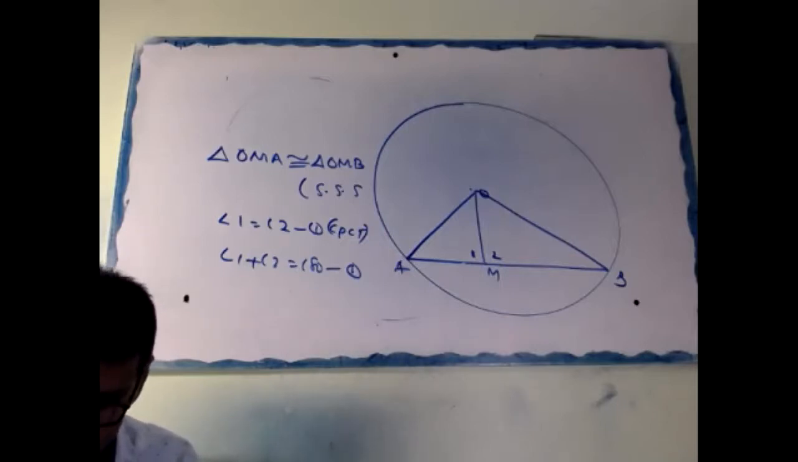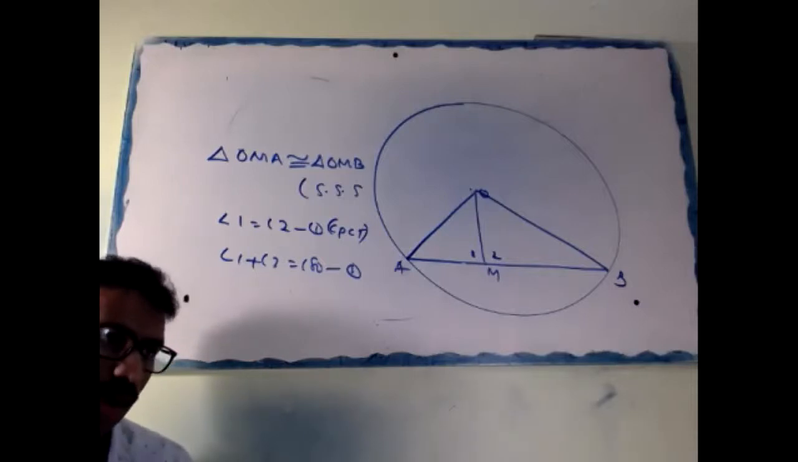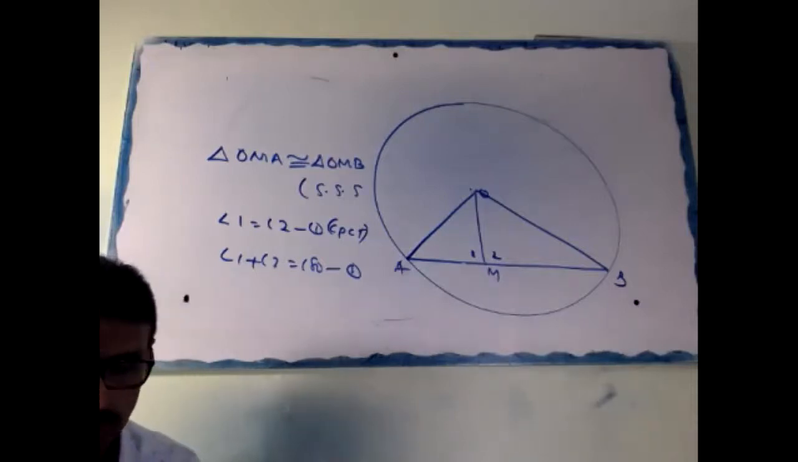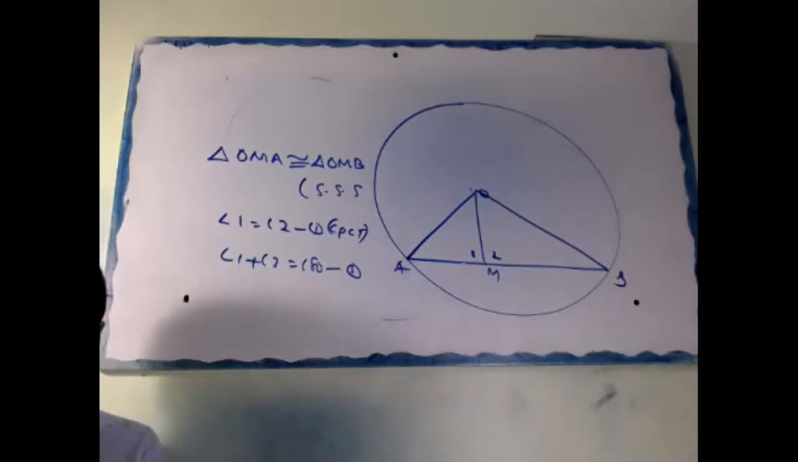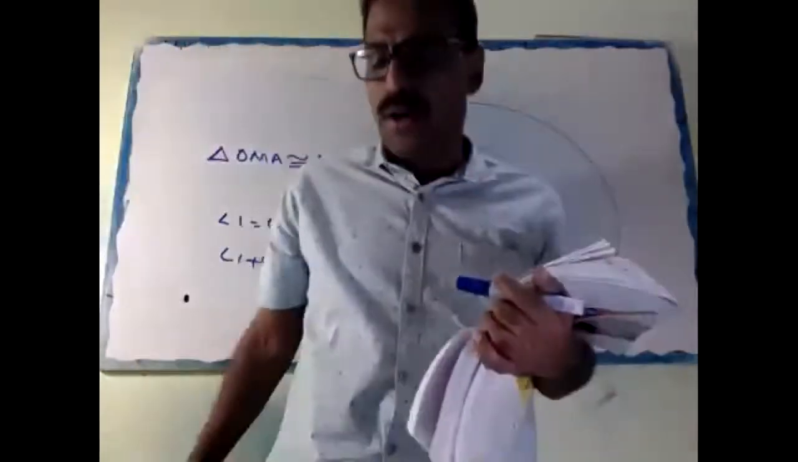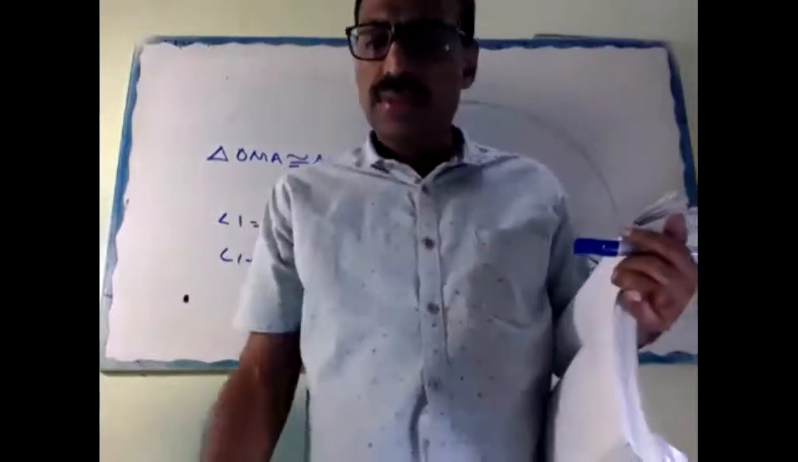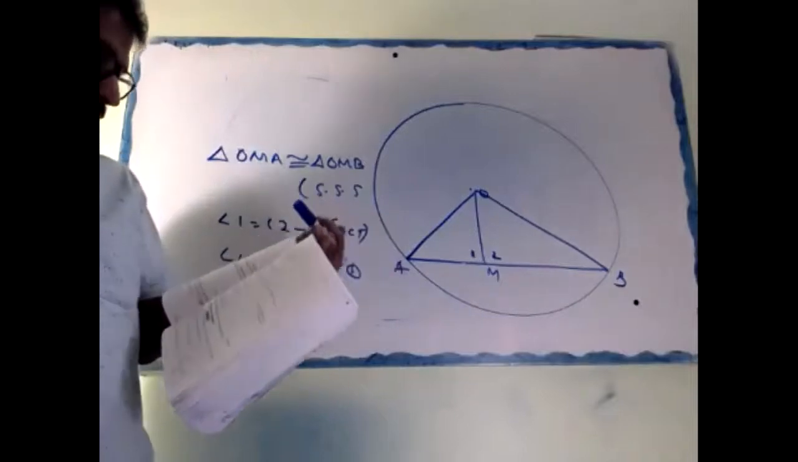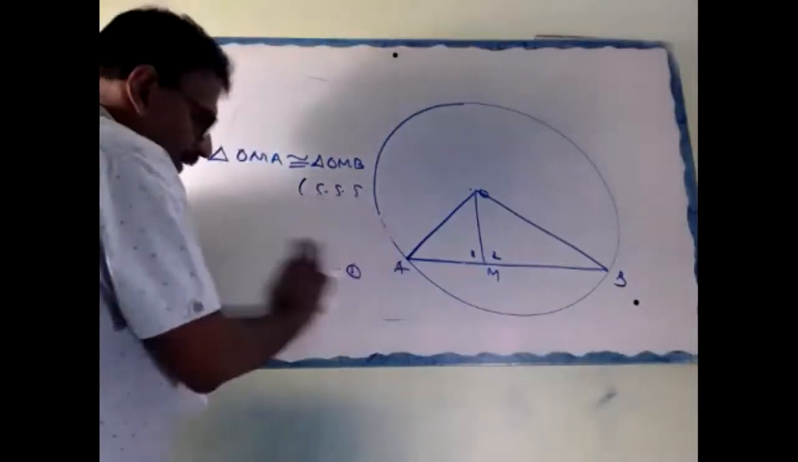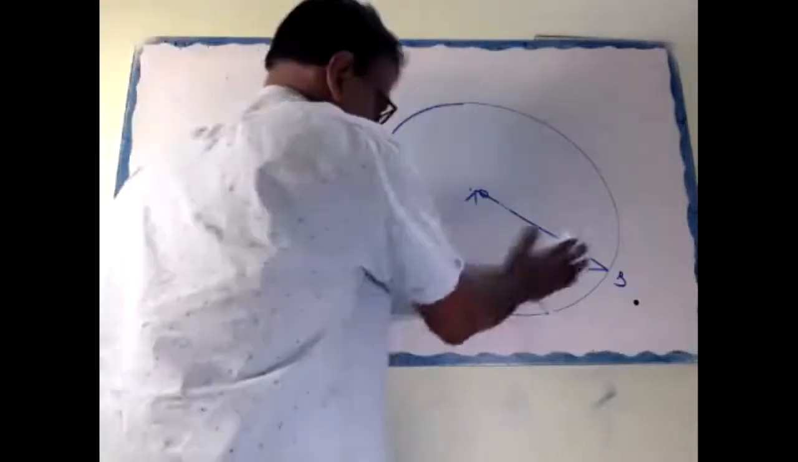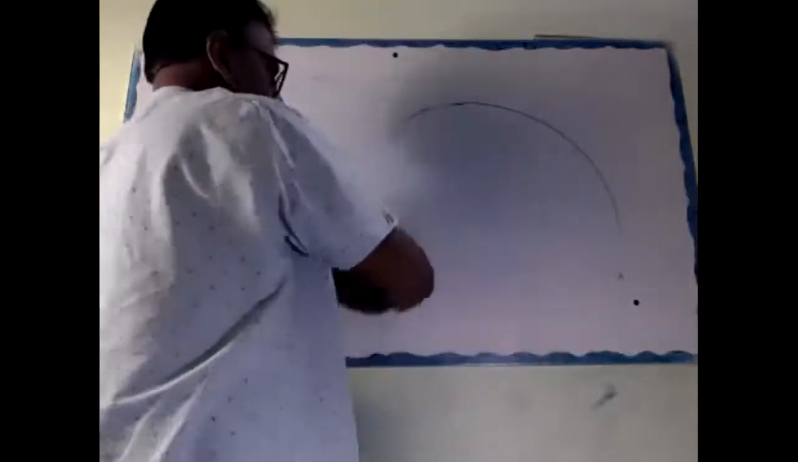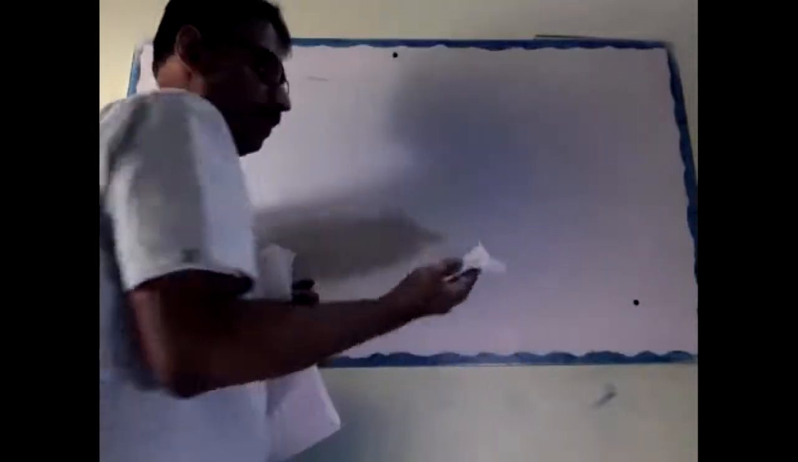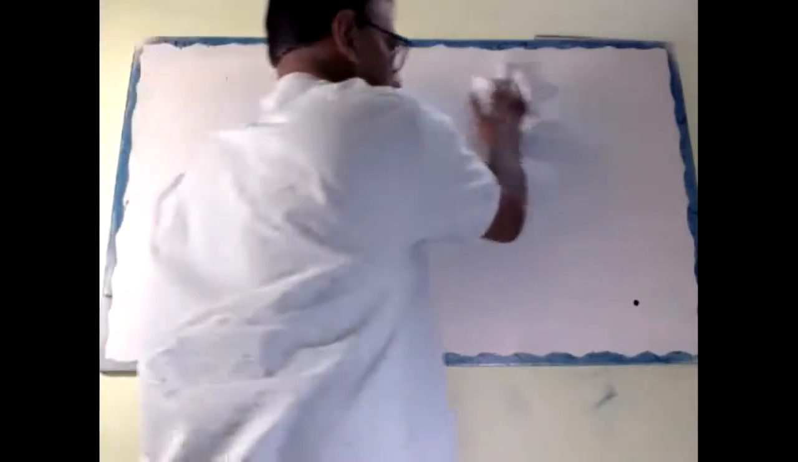And the length of one of its chords is 10 centimeter. Find the distance of the chord from the center.